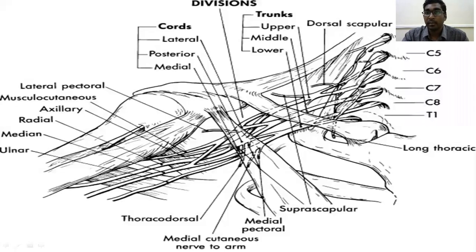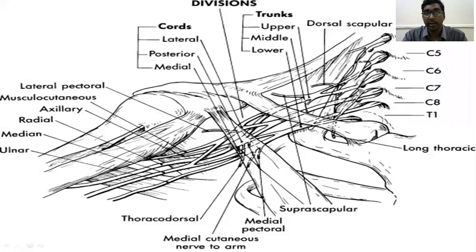At the level of roots, there are branches: the dorsal scapular nerve and the long thoracic nerve. The dorsal scapular nerve is a branch of the C5 nerve root. The long thoracic nerve is a branch of C5, C6, and C7. At the level of trunks, there are two nerves: the nerve to subclavius and the suprascapular nerve. The suprascapular nerve supplies the supraspinatus and infraspinatus muscles.